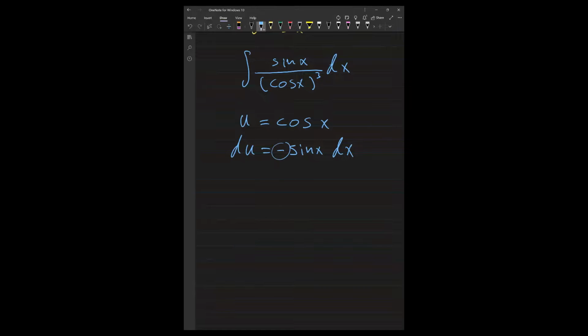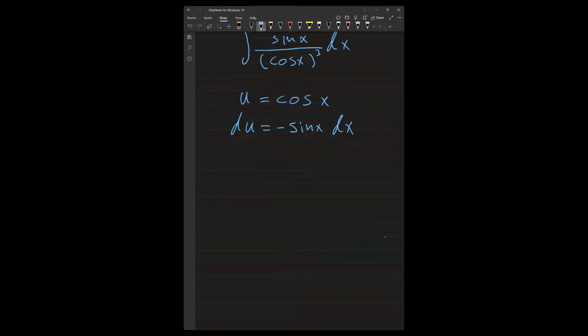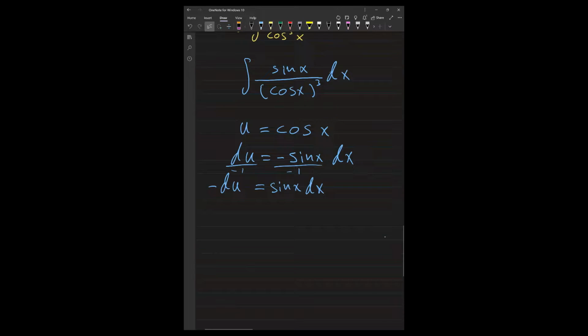We have a negative sign in here, so we are going to move it to the other side by dividing. Divide by -1, divide by -1. This is negative du over sine x dx. Now we're covered. Now we're good. This is this, and sine dx, which is this one right here. So we're covered.